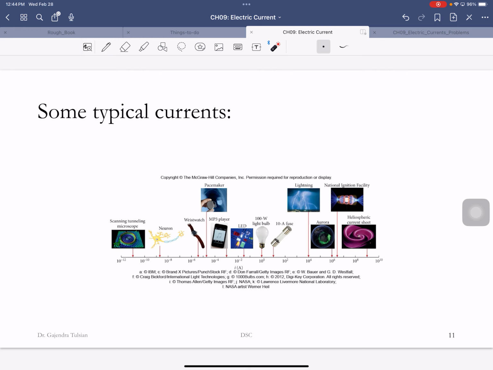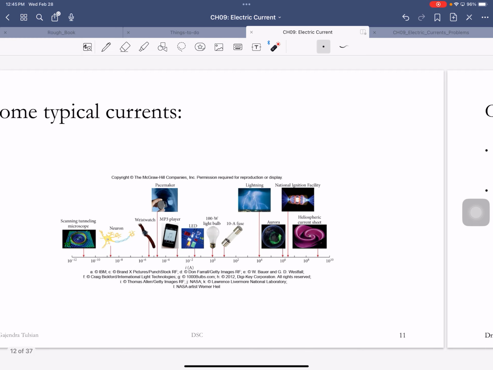Here are some typical currents in your life. When a neuron fires, it's a billionth of an ampere, and we'll look at the details of this in one of the next chapters. Your 100-watt light bulb carries a 1 amp current. A lightning bolt carries 10,000 amps, and so on. The aurora is 1,000,000 amps.